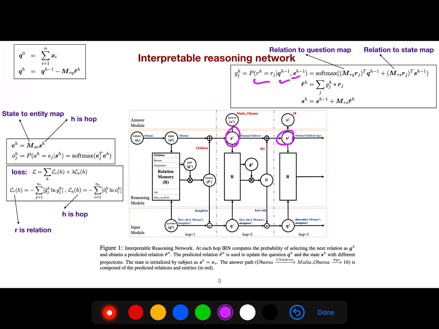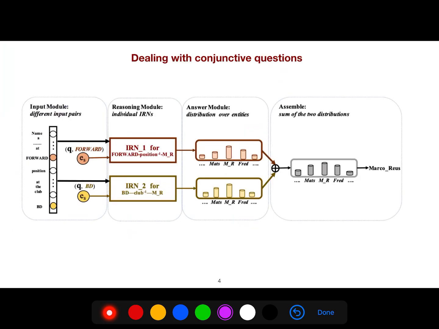So, for example, we have M that is relation to question map. So lots of maps. We have relation to state map. But these are parameters. It should learn that. So it is costly. But we can solve it pretty easily with other approaches. Still, even in these conjunctive questions, it cannot do well. It does not scale well.